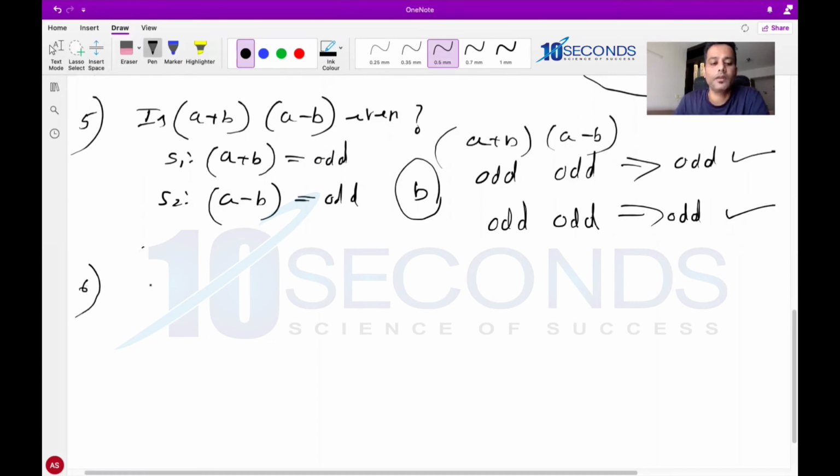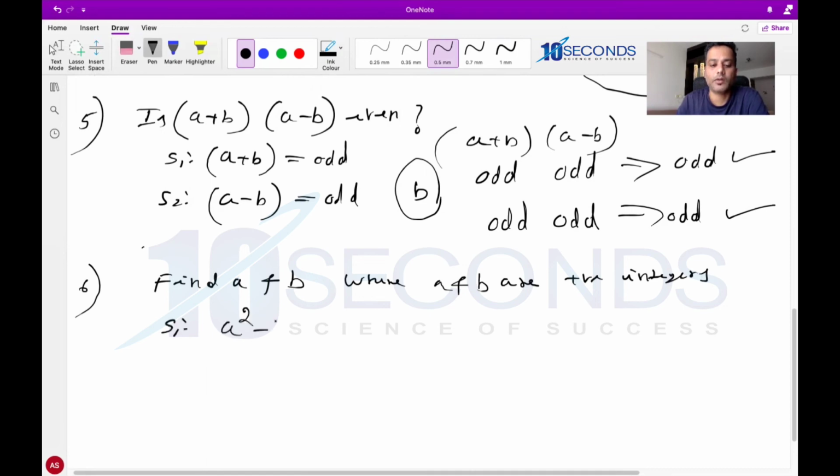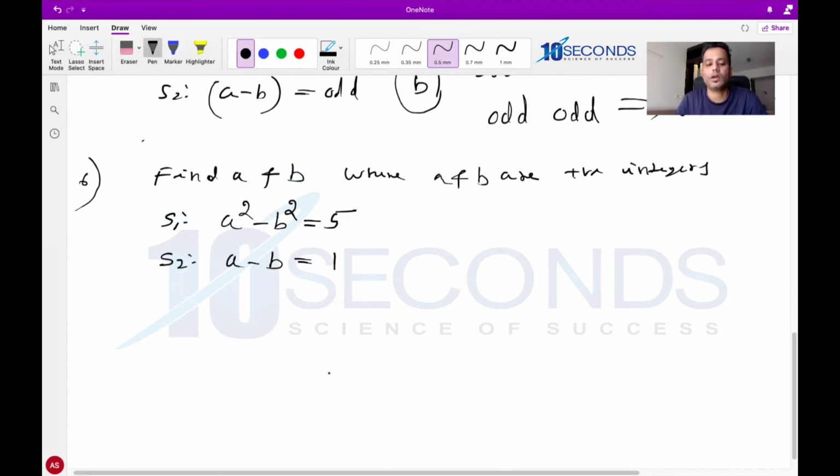Sixth one. Find A and B. You need to find the A value and also the B value, where A and B are positive integers. Statement 1, a square minus b square equals 5. Statement 2, a minus b equals 1.